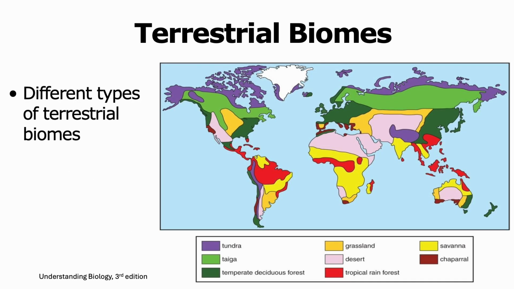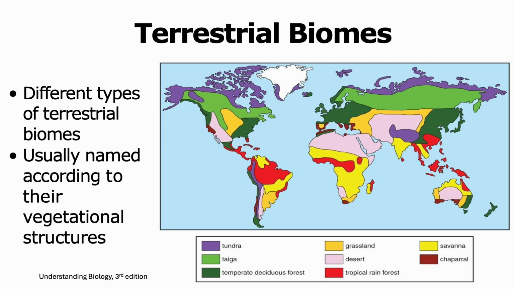There are different types of terrestrial biomes, and they're usually named according to their vegetational structures. For example, tundra means a treeless place, while taiga means a place where you can see large coniferous trees. Grasslands, of course, mean where you see grass, and temperate deciduous forest gets its name because there are many deciduous trees.